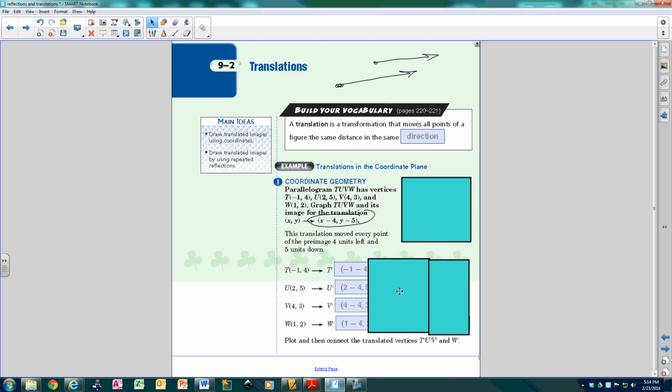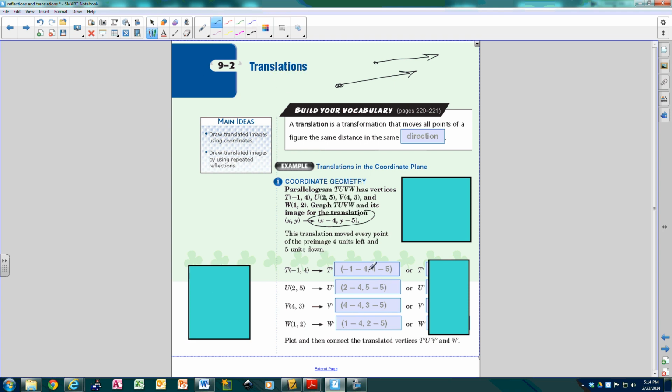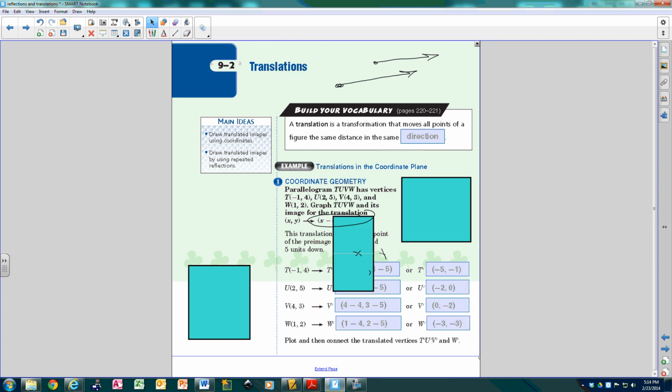Okay, and I'm going to slide that over just a little bit. So you should have -1 minus 4, 2 minus 4, 4 minus 4, 1 minus 4. And then you're going to do the same thing with the y values. And please note that this is a comma right here because these are your x's and these are your y's. So 4 minus 5, 5 minus 5, 3 minus 5, 2 minus 5. And then just do the math.